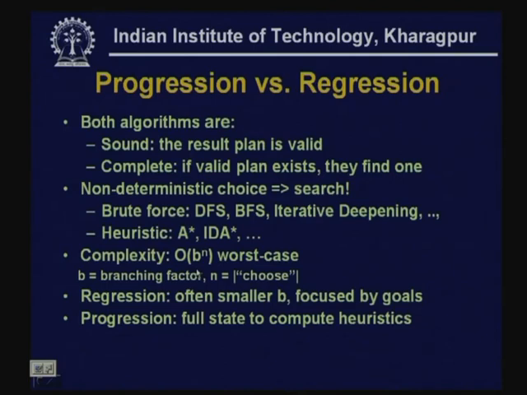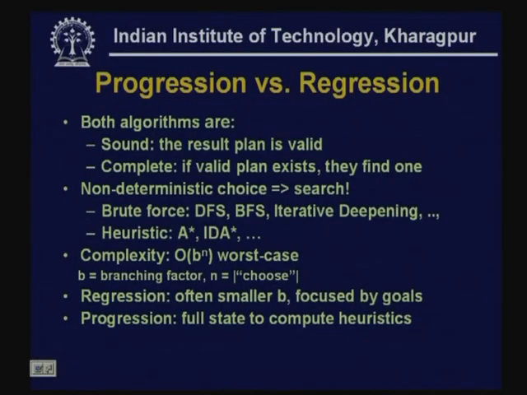In regression, usually the branching factor B is small, and in progression we need a larger branching factor. So, in progression it is imperative to compute a good heuristic in order to do progression search.